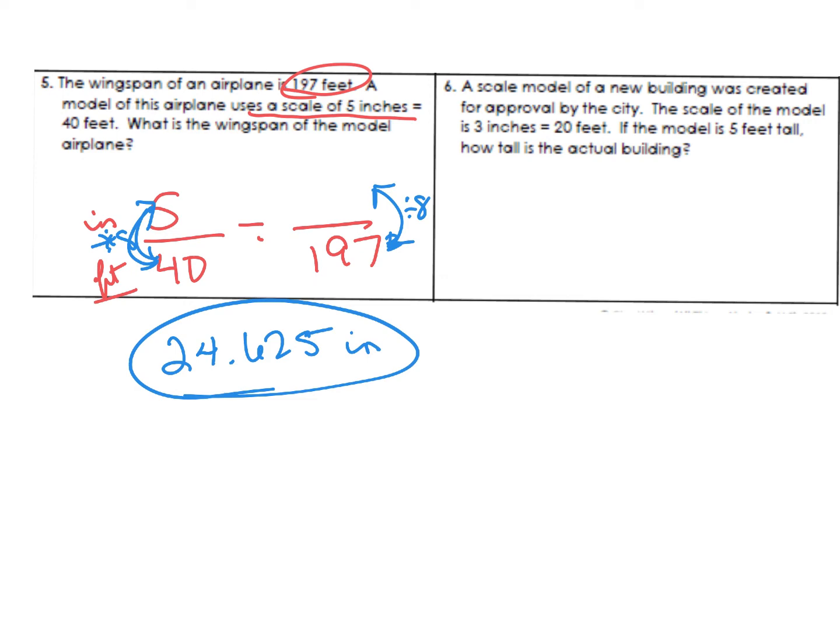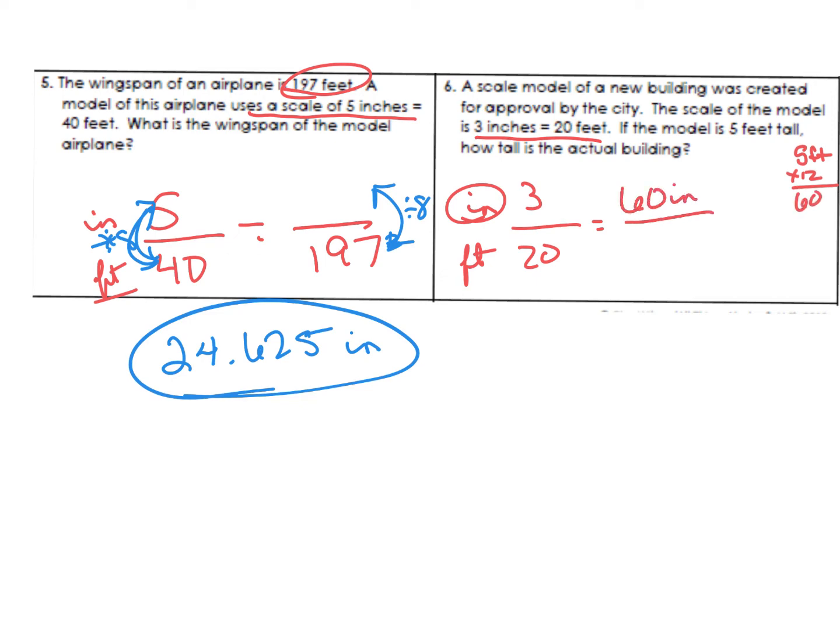Number 6. A scale model of a new building was created for approval by the city. The scale of the model is 3 inches equals 20 feet. So inches on the model, 20 feet on the actual building. If the model is 5 feet tall, now here we go. It is 5 feet. This is in inches. So I'm going to do 5 times 12, so I have it in inches. That gives me 60. So that's 60 inches.